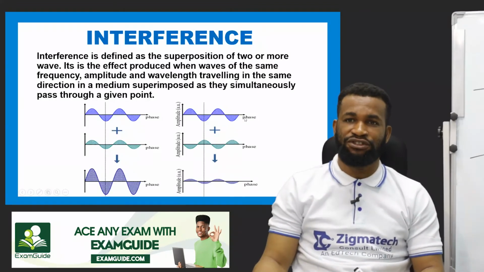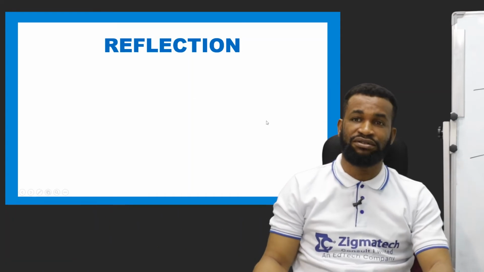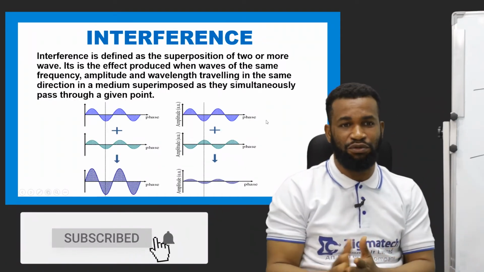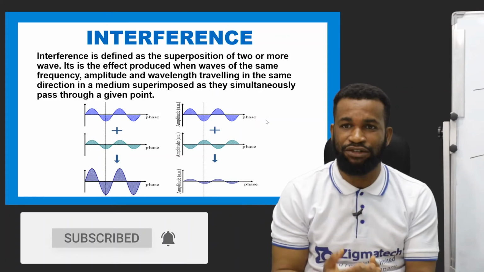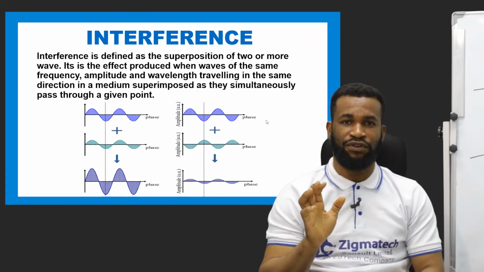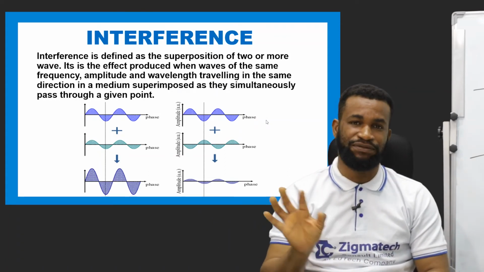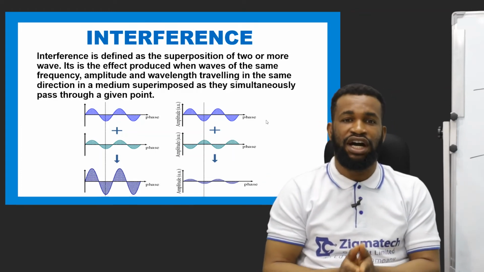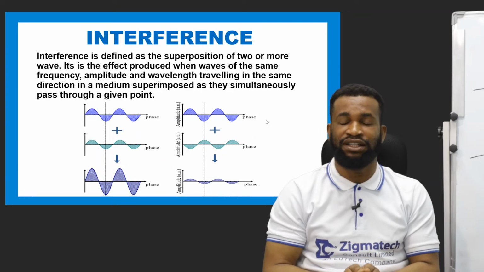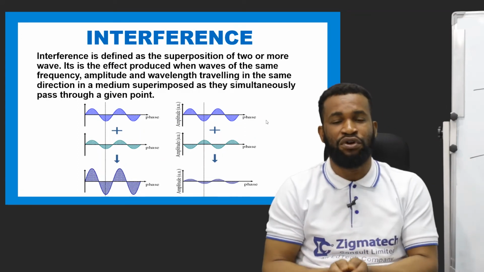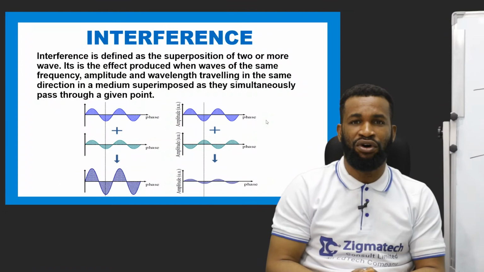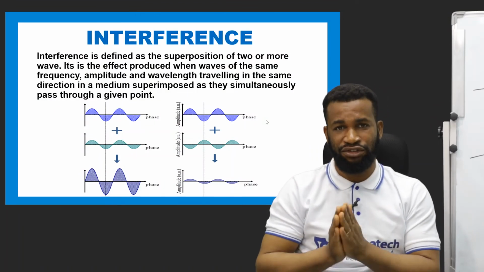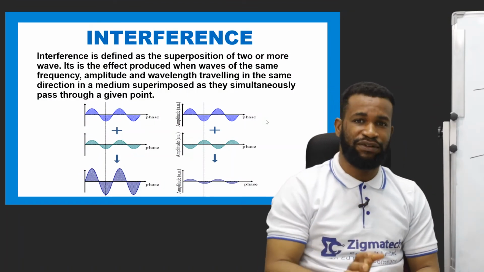Now, when we talk about reflection of wave, that's the last one we're going to talk about, is the throwing off of wave, like the reflection of light, like when you use a light from a mirror and you shift it to another direction. We say that reflection has occurred. Reflection is defined as the throwing off of light incident on a reflecting surface. And that is what reflection is talking about.